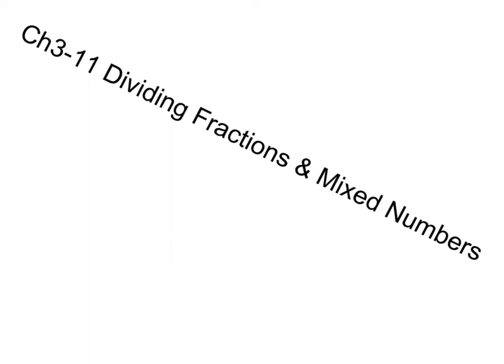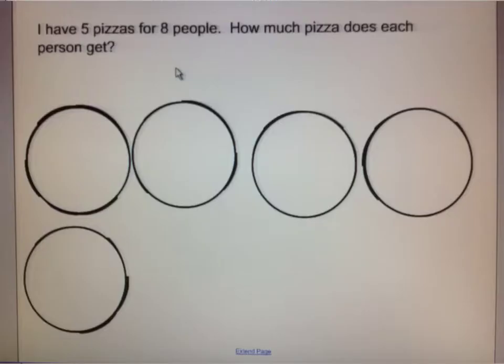In Chapter 311, we're going to look at dividing fractions and mixed numbers. So we're going to think about some situations that involve division, and we're going to start by modeling those division types of situations. So for our first example, let's say we have 5 pizzas, and we have 8 people that we need to feed. So we want to know how much pizza does each person get.